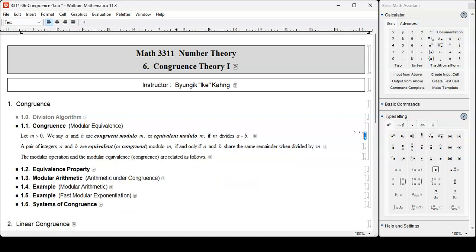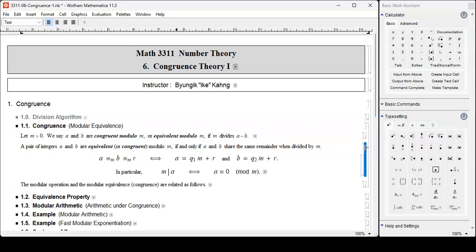A pair of integers a and b are congruent modulo m if and only if a and b share the same remainder when divided by m. So basically, this congruence creates equivalence classes, based upon the same remainders. How many classes? Well, the integers 0, 1, 2, 3 up to m minus 1 will become the remainders, right? So there are m such classes.